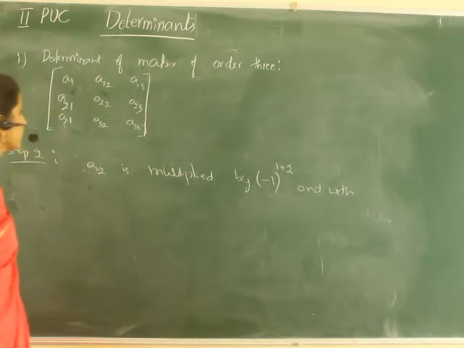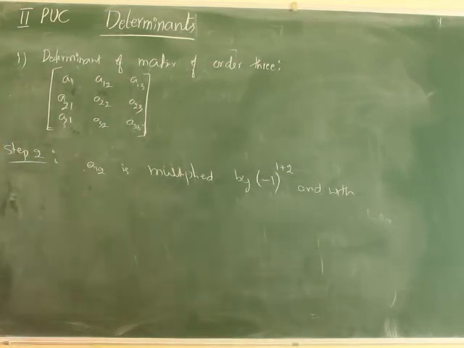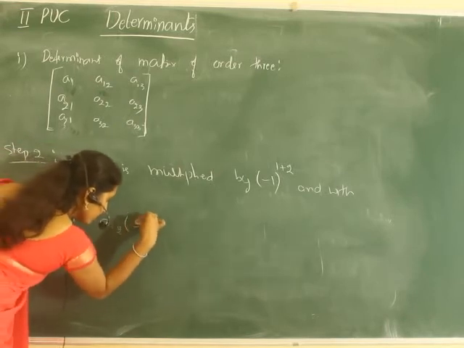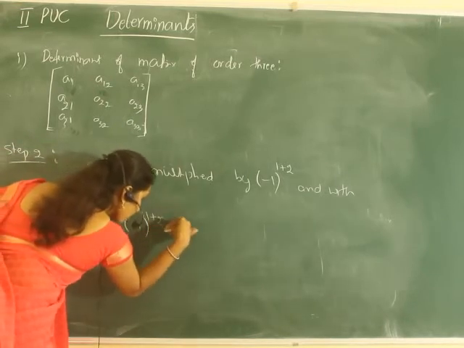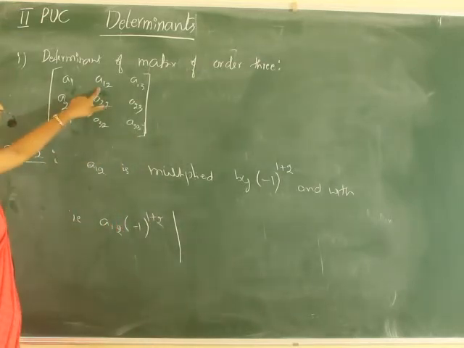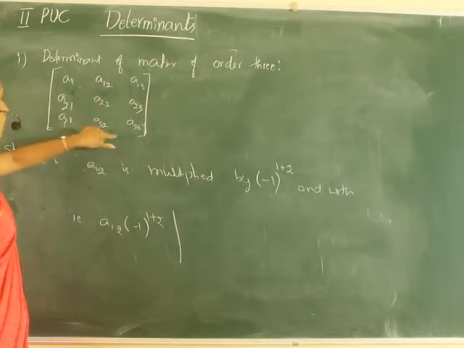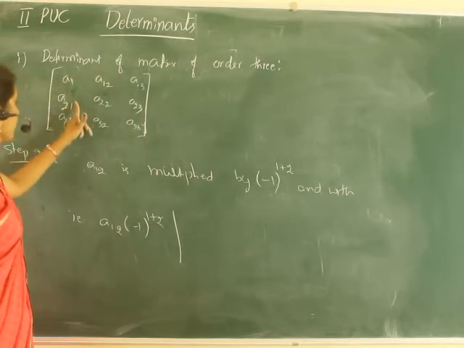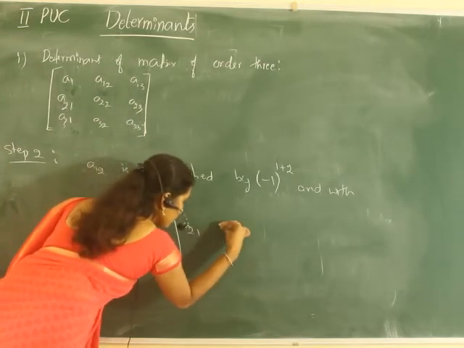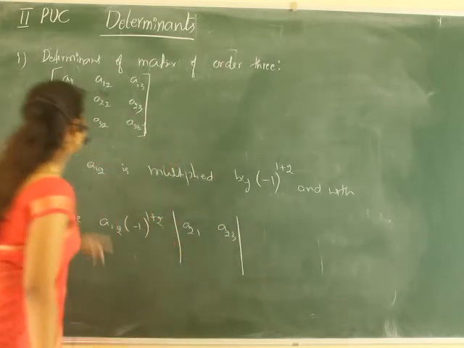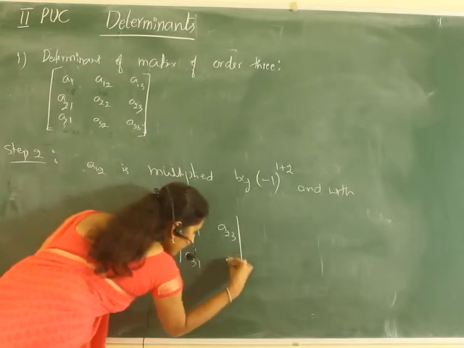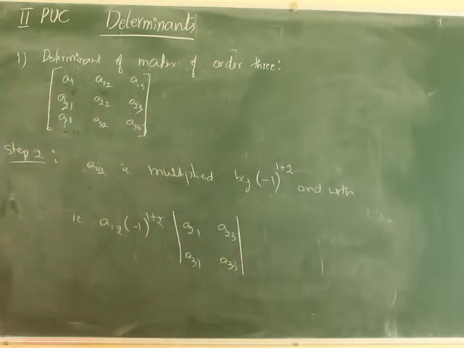That is A12 into minus 1 to the power 1 plus 2 into the determinant obtained by deleting first row and second column, because this element is present in the first row and the second column, so I have to delete this row and this column. So what is remaining? A21, A23, A31, A33. So this is step 2.